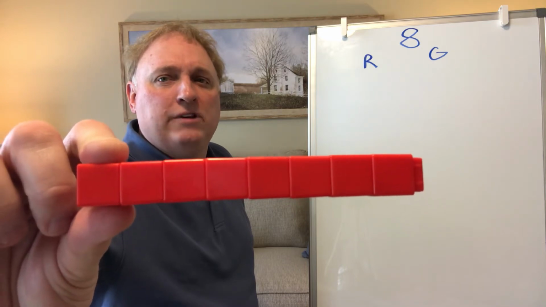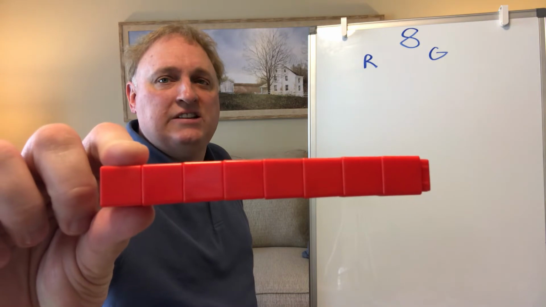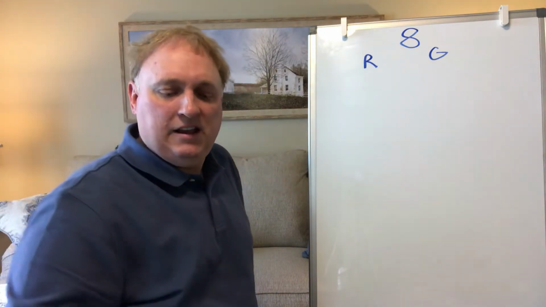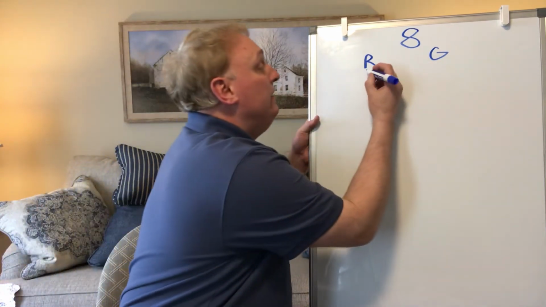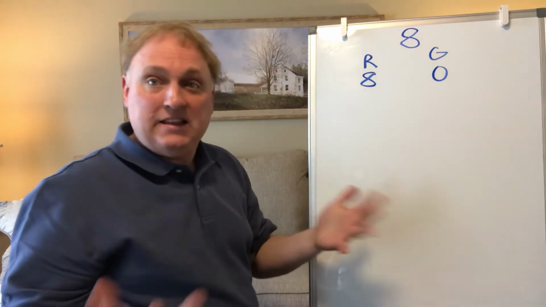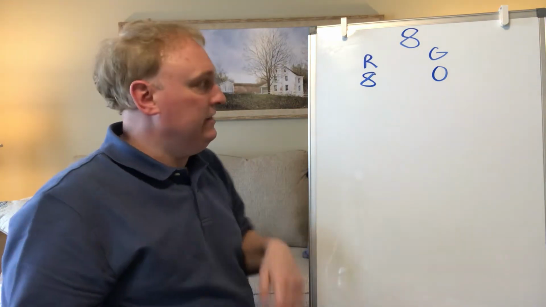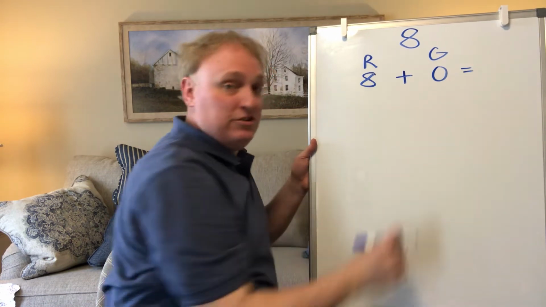Now write down the green. How many green? Make your addition sentence. And here we go. I counted 8 red and 0 green. Did you guys get that? Excellent. 8 plus 0, this is my addition number sentence.